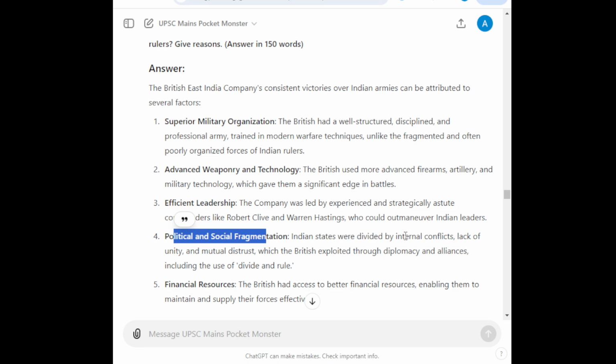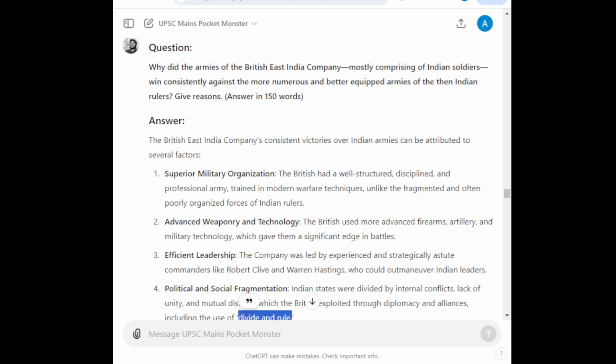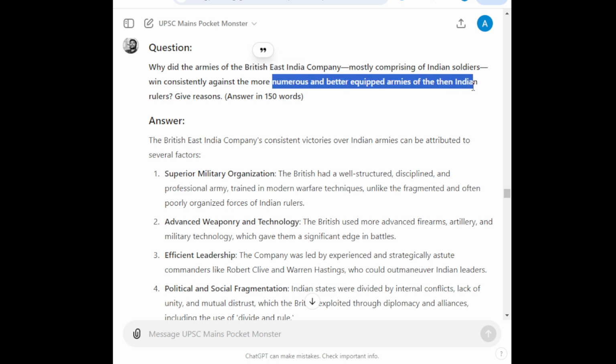Indian states were divided by internal conflicts and lack of unity, mutual distrust, which the British exploited through diplomacy and alliances, including the use of divide and rule. Divide and rule we will highlight, right? And financial resources, but one more point I wanted to mention: people would be tempted to write subsidiary alliance or something. But the question is, even though they had bigger armies, how did the British defeat the bigger armies of the Indian rulers?